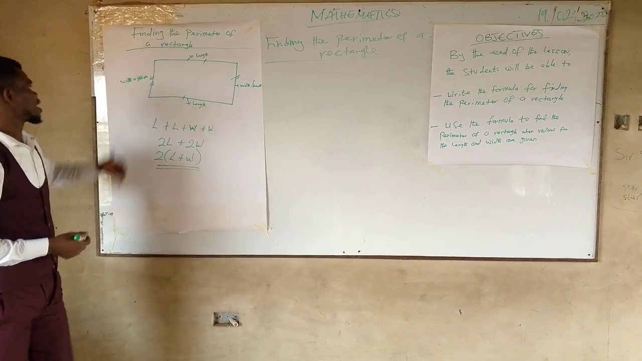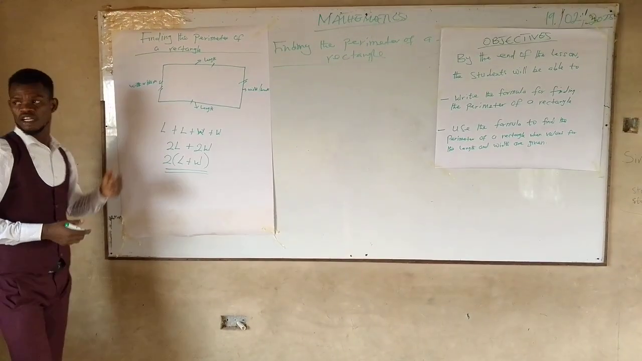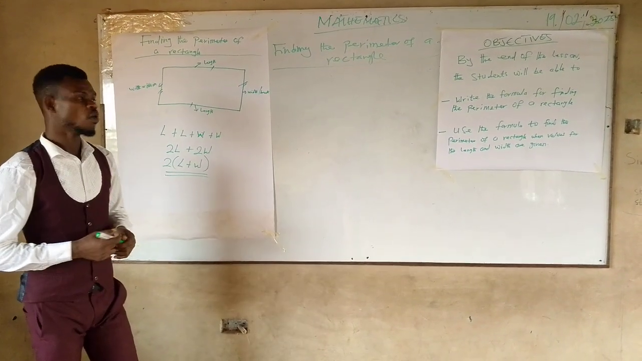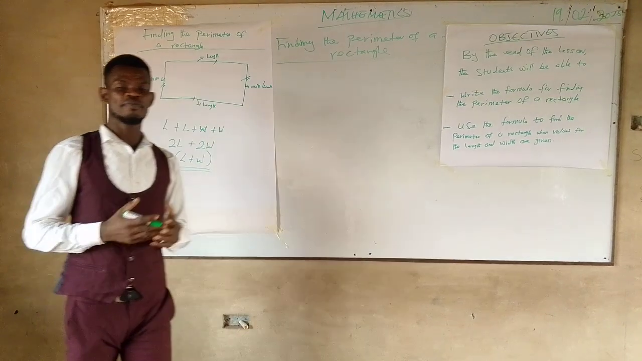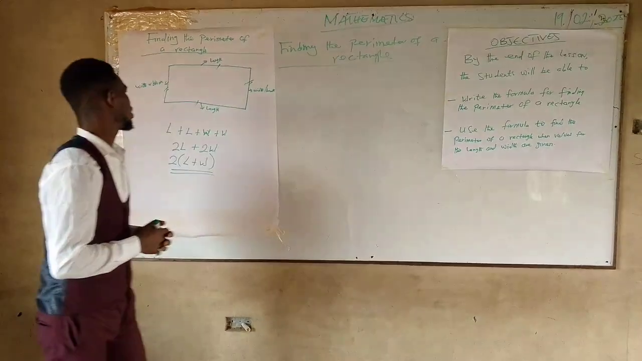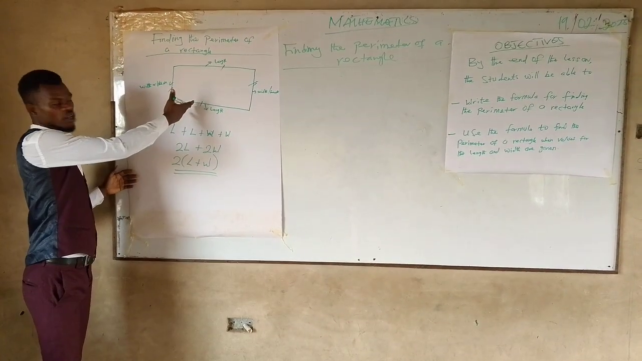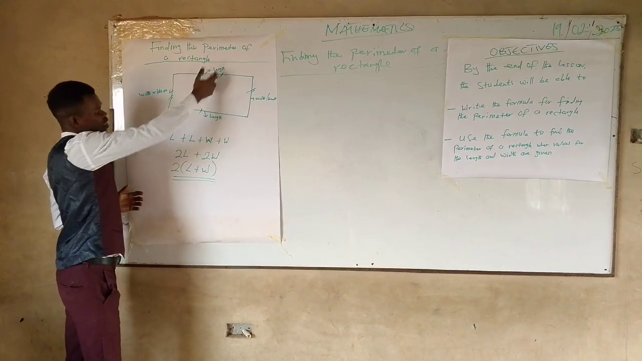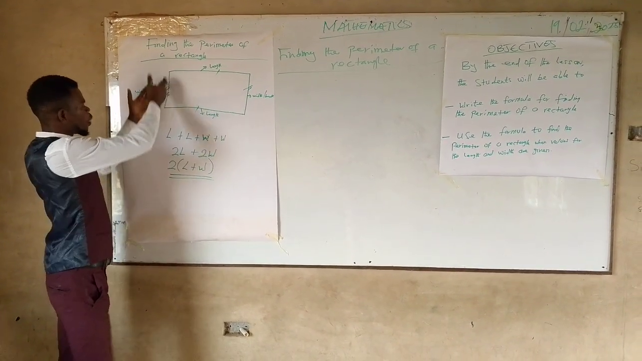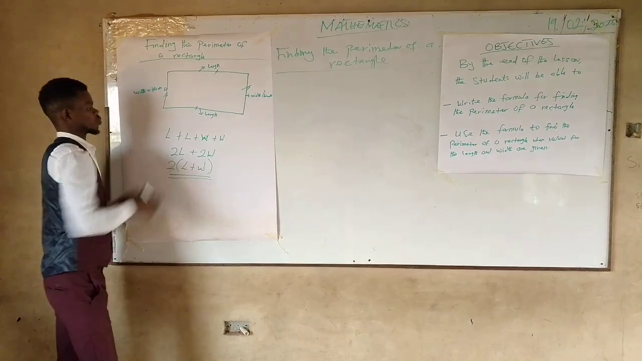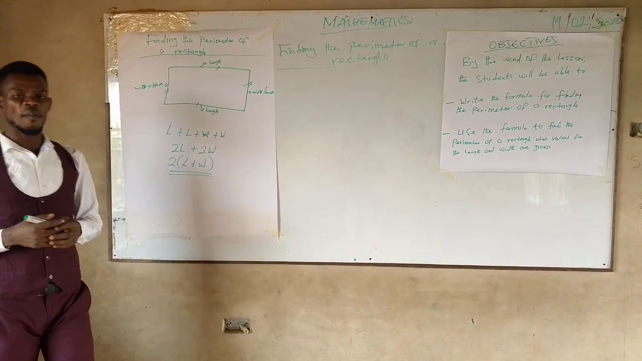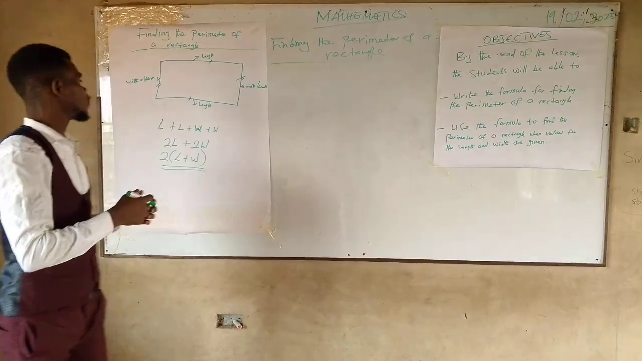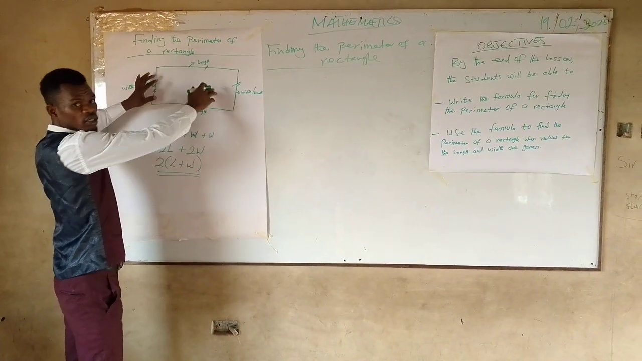So when you talk about a rectangle, it is a four-sided figure with 2 of its opposite sides being equal. And clearly you can see it from the board. You can see that we have the length and then the length, the width and then the width. So the length and the length are equal. And then the width and the width are also what? Equal.